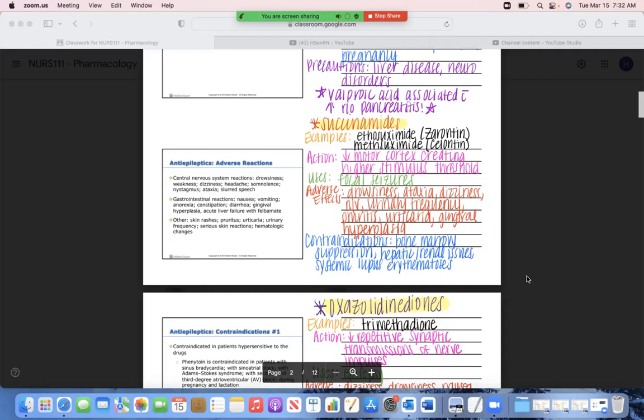Adverse effects include drowsiness, ataxia, dizziness, nausea, vomiting, urinary frequency, pruritus, urticaria, gingival hyperplasia, and succinamides can cause issues with our ability to produce new cells, and therefore we don't want to give this to anyone who has bone marrow suppression already, right? Bone marrow suppression.